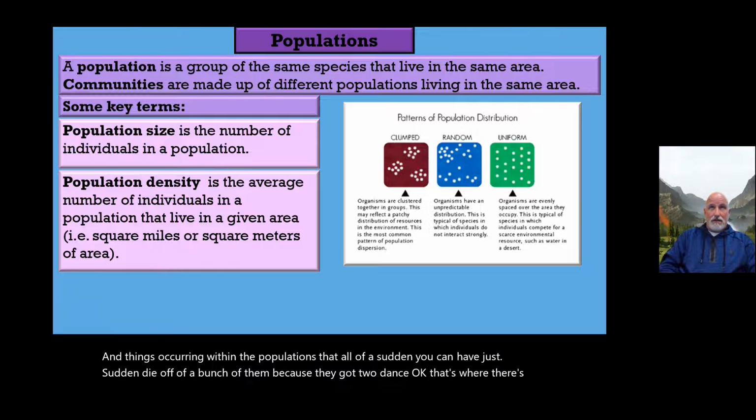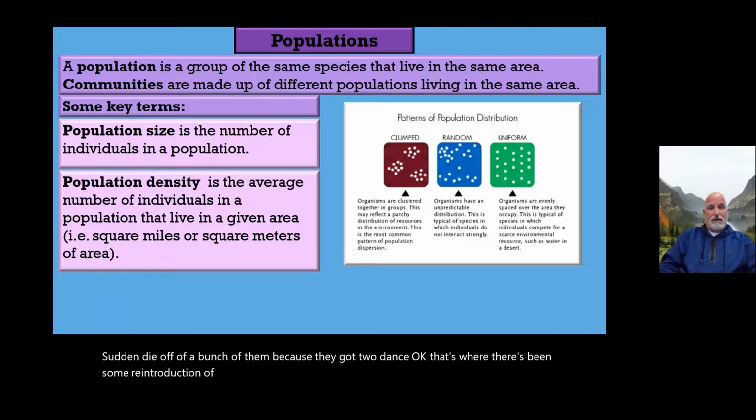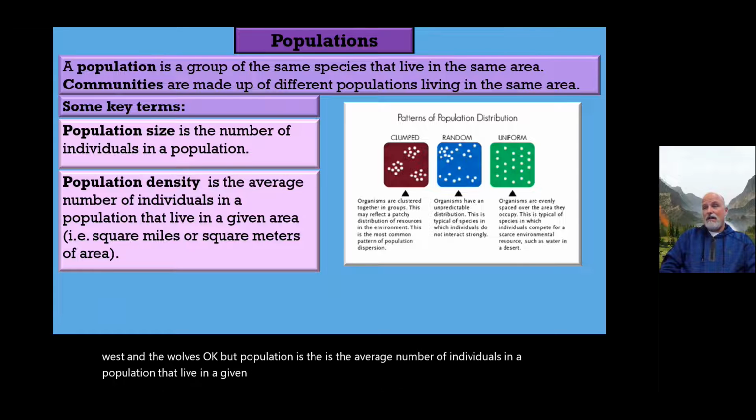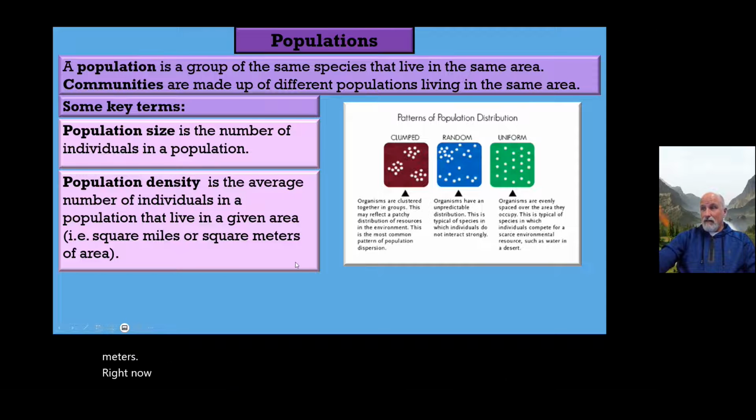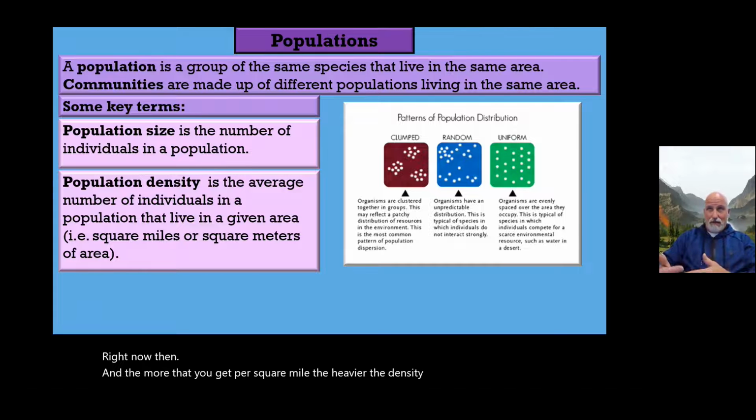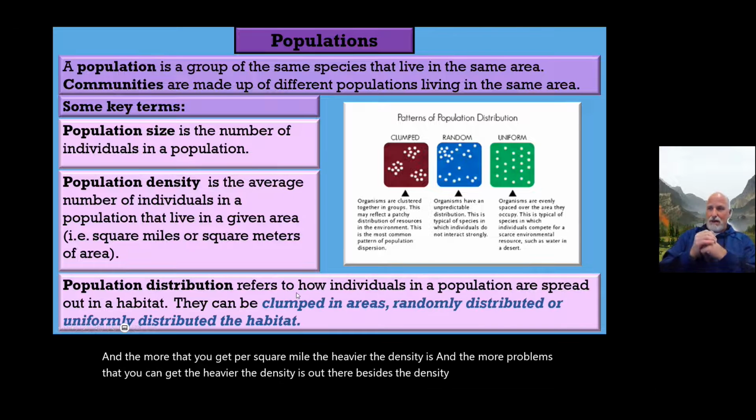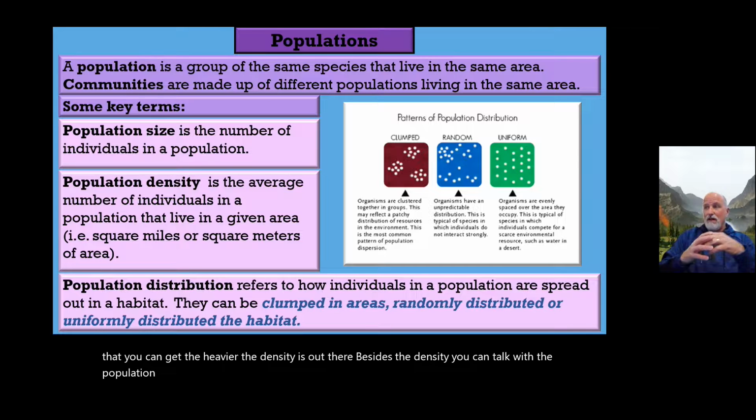Okay, and that's where there's been some reintroduction of predators in areas in order to control certain species, like elk out west and the wolves. But population density is the average number of individuals in a population that live in a given area, and you'll talk in terms of square miles or square meters. The more you get per square mile, the heavier the density is, and the more problems you can get. Now then, besides the density, you can talk about population distribution, and you can have it uniform, where they are equally spaced.